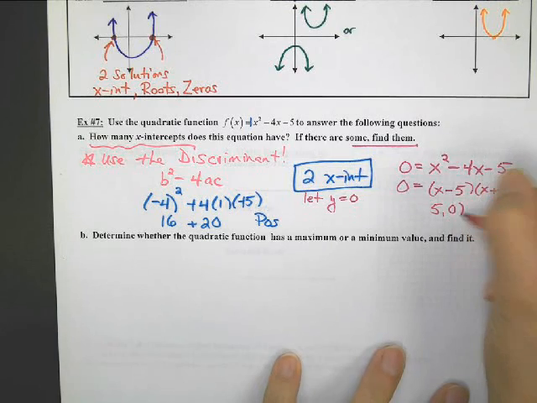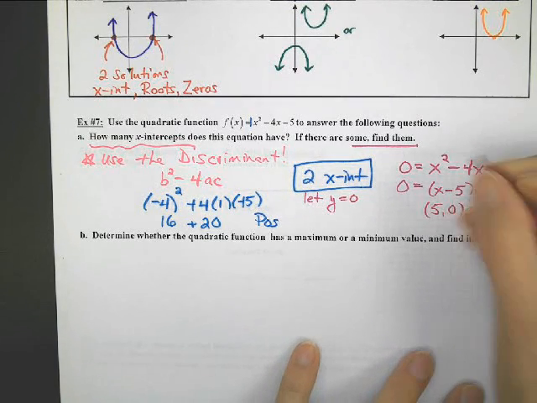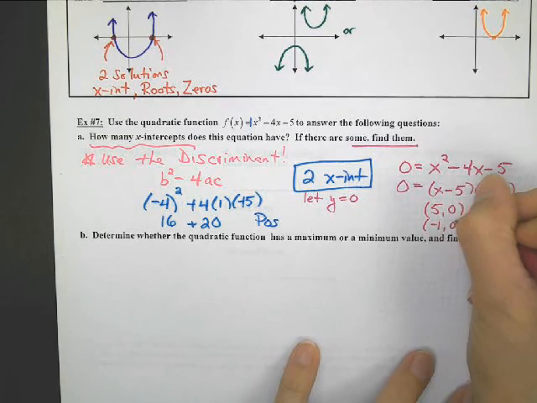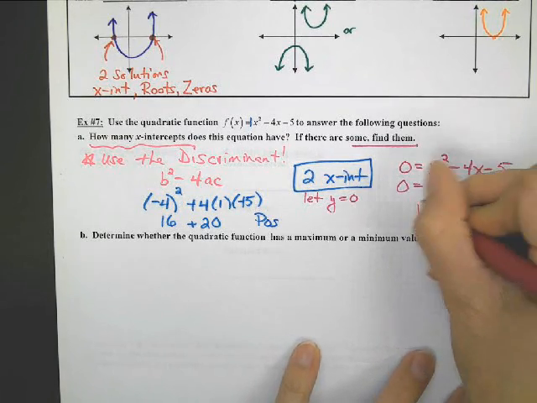Okay, so what are the x-intercepts? 5, comma 0, of course. We want to write it as a point. And negative 1, comma 0. I found the x-intercepts.